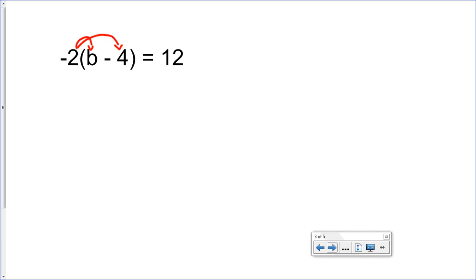So negative 2 times b is negative 2b. Negative 2 times negative 4 is positive 8. So be careful with your signs there. Equals 12. And then I'm solving like I did on the last problem. So first, the inverse of addition is subtraction. So I have to subtract 8 from both sides.